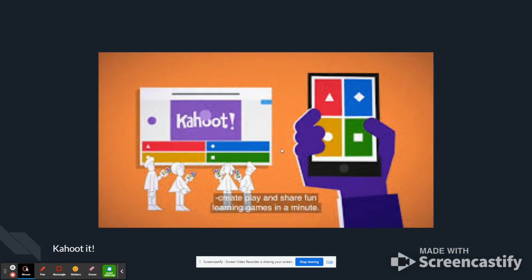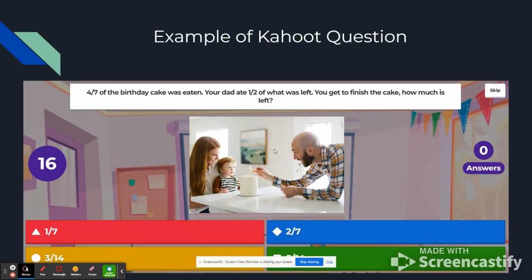Now, the first one is Kahoot, and as you can kind of see, they advertise themselves as a kind of a fun little quiz game. Now, here's an example of a question you can ask in math with Kahoot. Like, 4/7 of the birthday cake was eaten. Your dad ate half of what was left. You get to finish the cake. How much is left? And then you have a bunch of fractions on here.